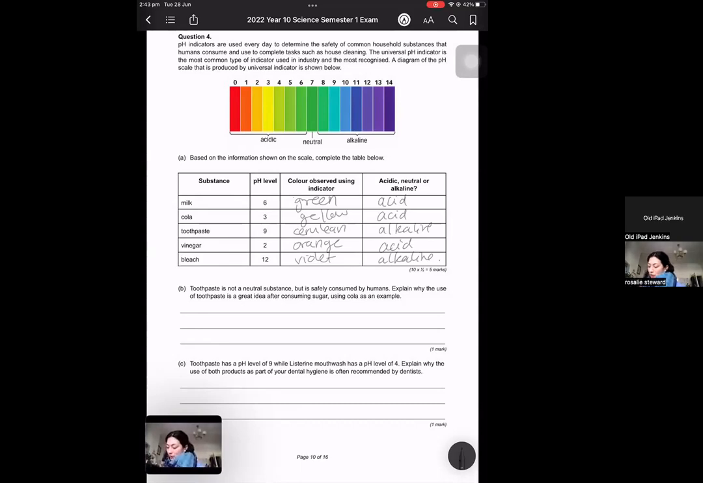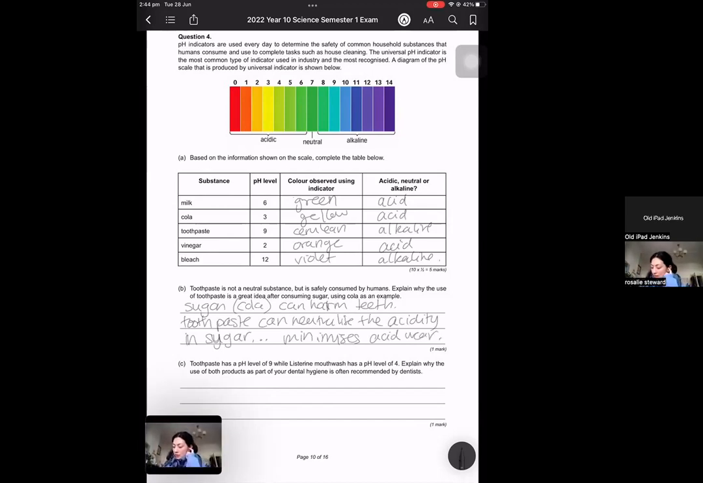Okay, so toothpaste is not a neutral substance. Explain why the use of toothpaste is great after consuming sugar, using cola as an example. Sugar, e.g. cola, can harm teeth. You can say wear down enamel, whatever. That's more of a common knowledge thing. But the main thing here is toothpaste. This is where you get the mark from. Toothpaste can neutralize the acidity in sugar. That would be the main point there. And then the inference here is that it minimizes acid wear or acid damage.